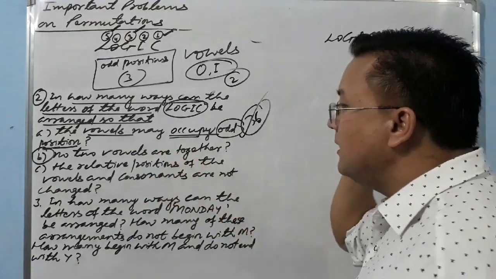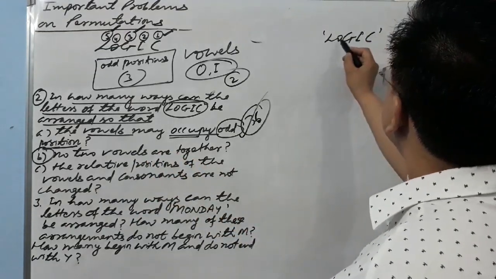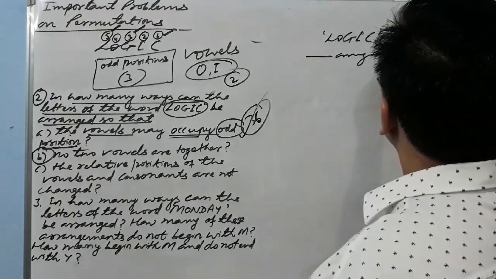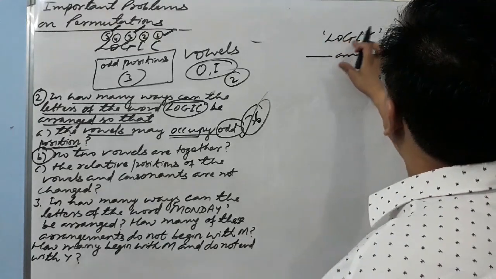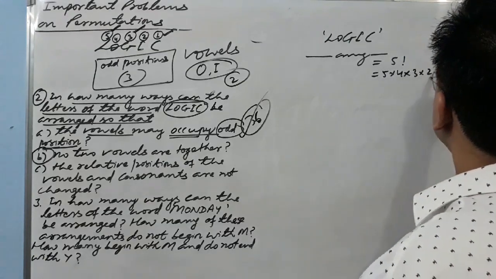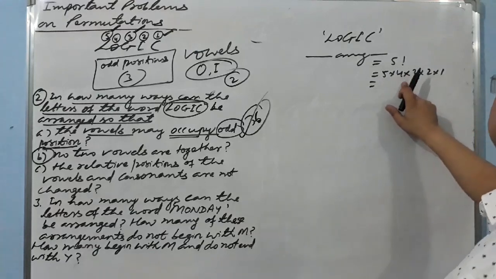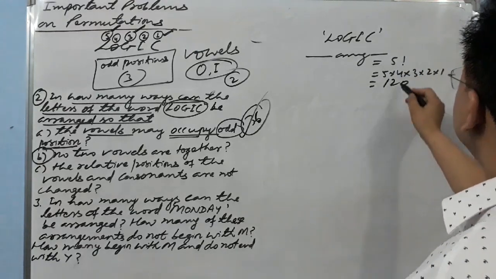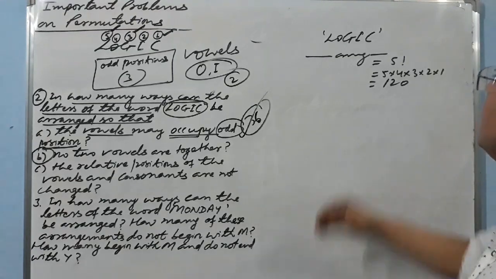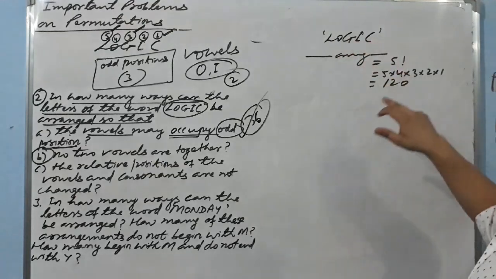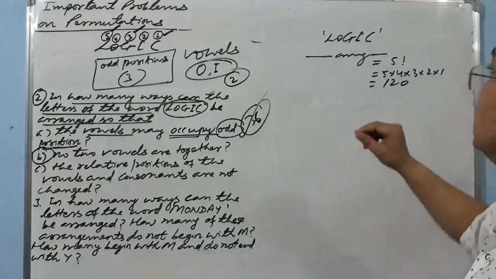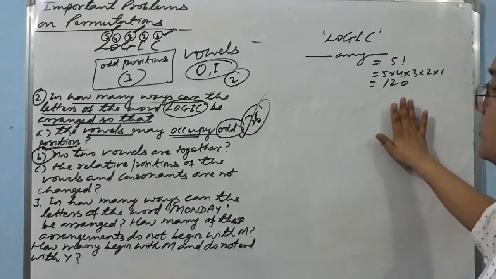Now, let's move on to the second part. No 2 vowels are together. There are 5 letters, all different. So the total arrangements will be 5 factorial. 5 factorial means 5 times 4 times 3 times 2 times 1, which is 120. So in how many ways can we arrange the letters of the word LOGIC? Total arrangements: 120.